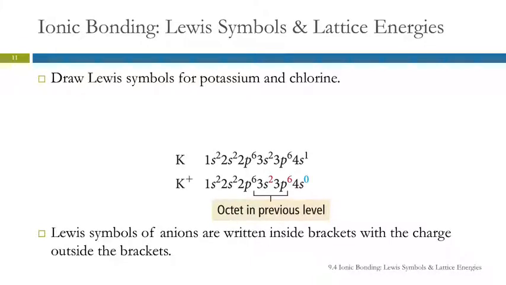So let's look at ionic bonding. So potassium. If we write the Lewis symbol for potassium, the element symbol is capital K. How many valence electrons does potassium have? One. It's in group 1, right?